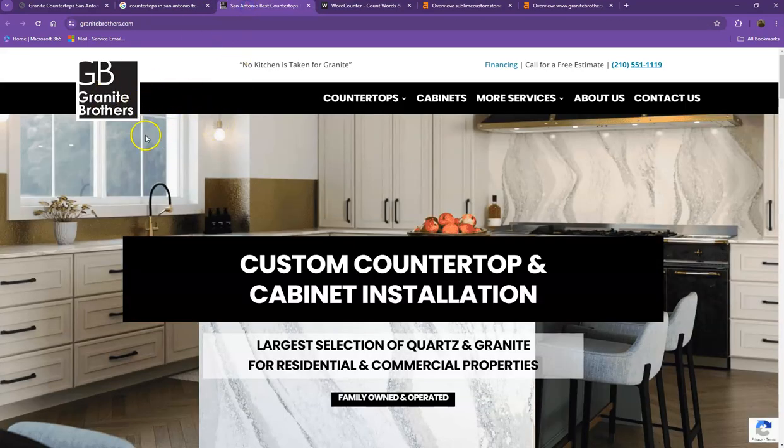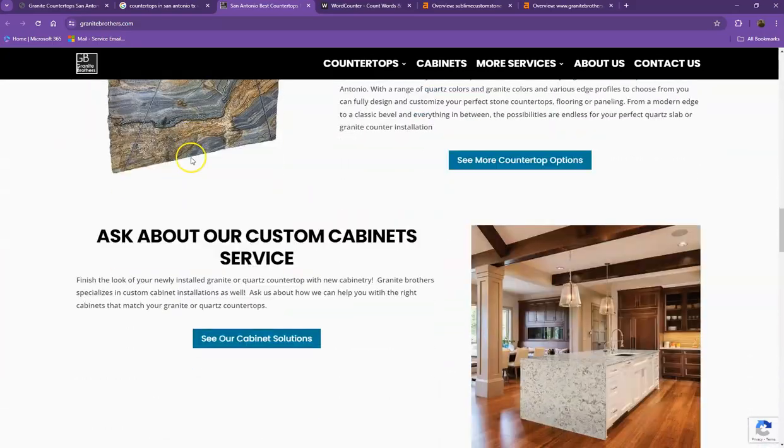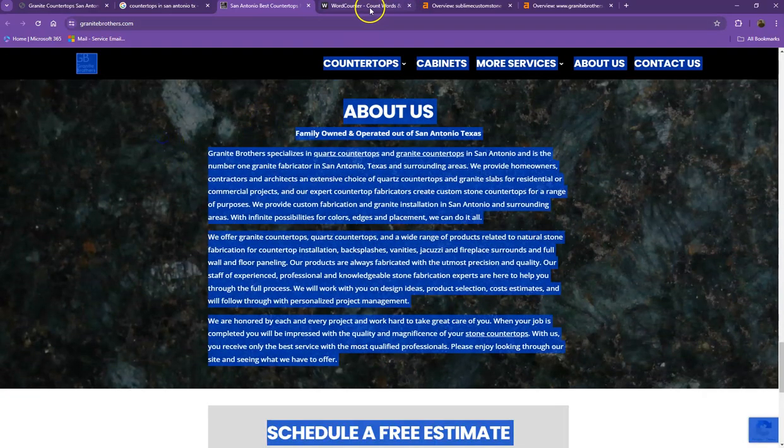So for their website, they also have their logo at the top. They have good photos, good amount of content, client testimonials, and the services they offer. Let's see how many words they have on their homepage.